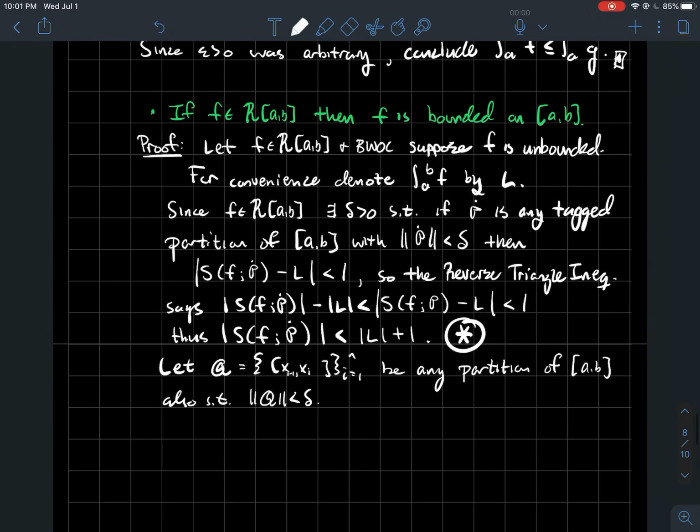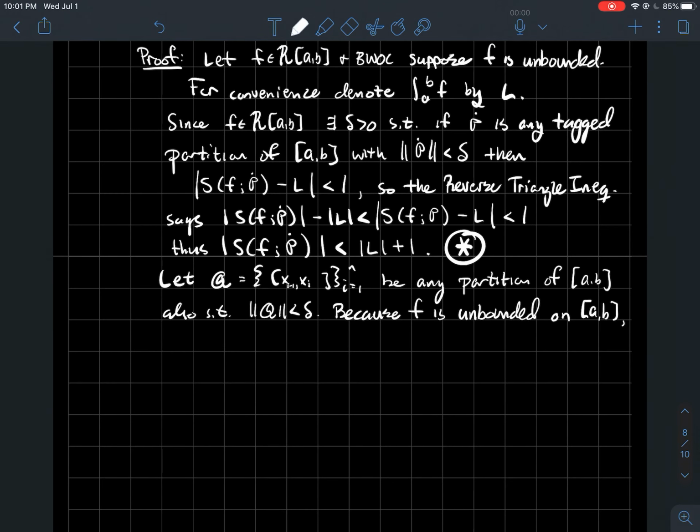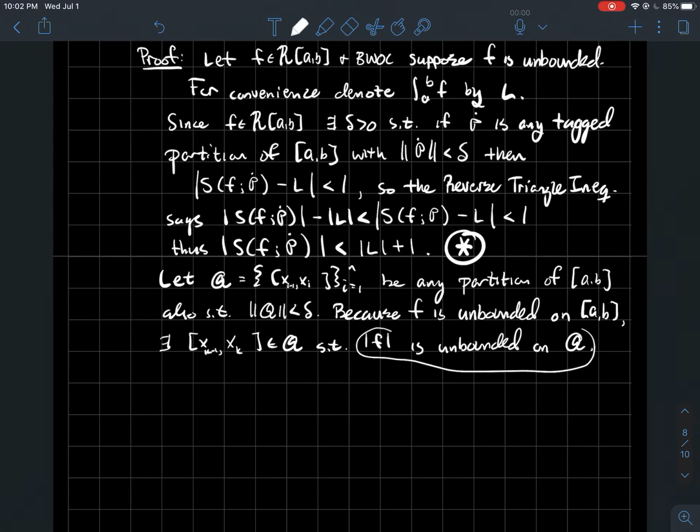Now we're going to let Q be some other partition of [a,b], also such that Q has a norm less than delta. I haven't told you about any tags in Q yet. Right now it's just a partition. We haven't chosen any tags. But I've got this function, and this is a partition of the interval [a,b], so we're just splitting the domain of f up into subintervals. What I claim is that since f is unbounded on [a,b], there has to be a subinterval in this partition Q where the absolute value of f is unbounded. That's a typo: change that to unbounded on [x_{k-1}, x_k].